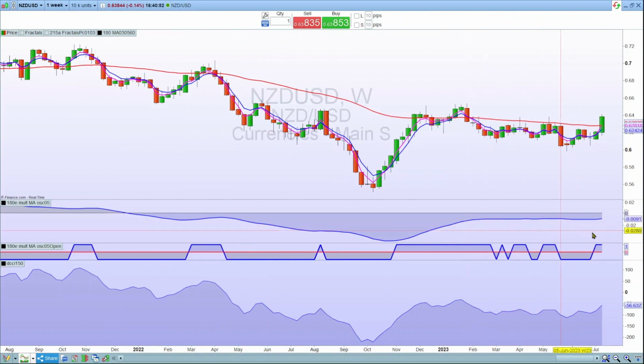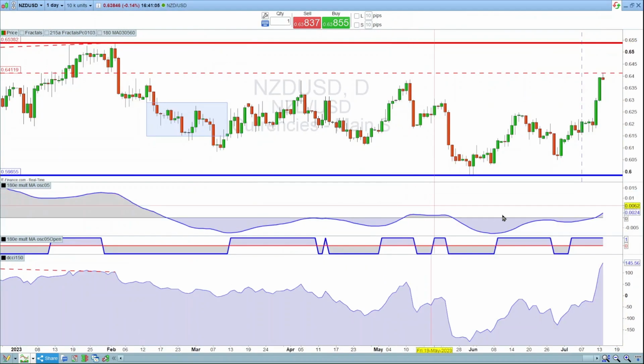On our weekly, our oscillator is still below the zero mark, but it's just ever so slightly turned to the upside. It's been running pretty flat, and that's giving us this positive or bullish movement on the weekly. On the daily, the oscillator has broken up through the zero, a couple of nice bull candles, and that's been in an upswing for a number of days now.